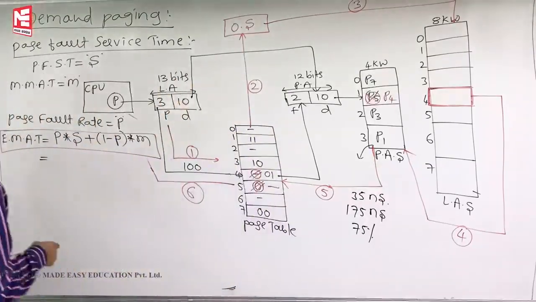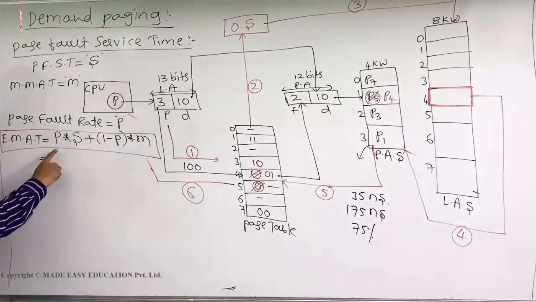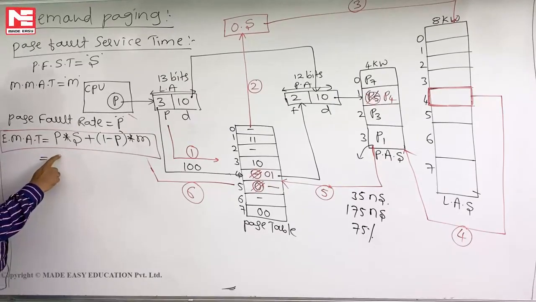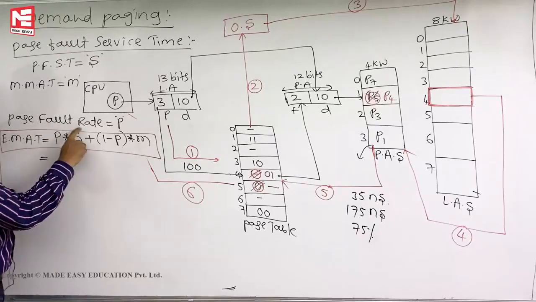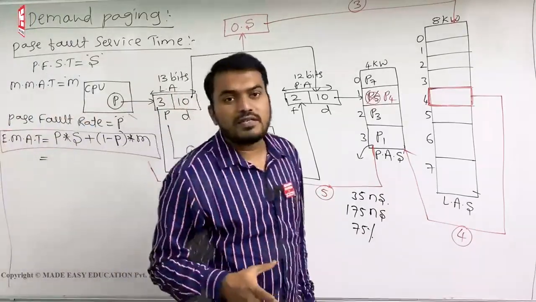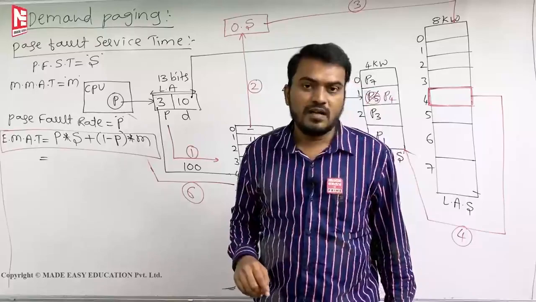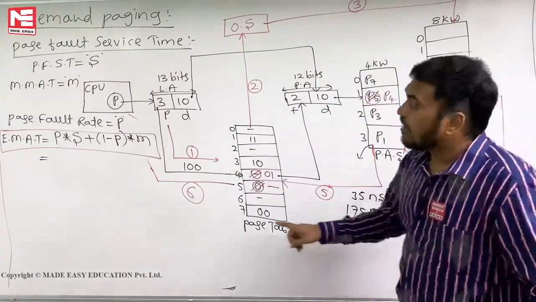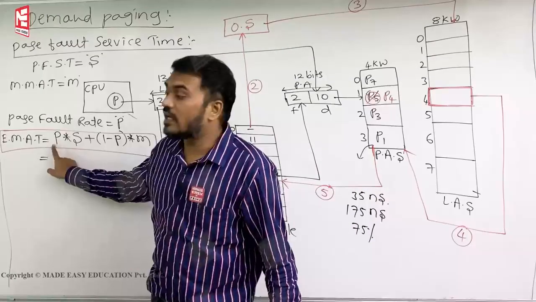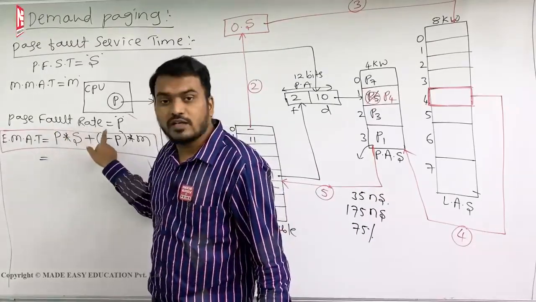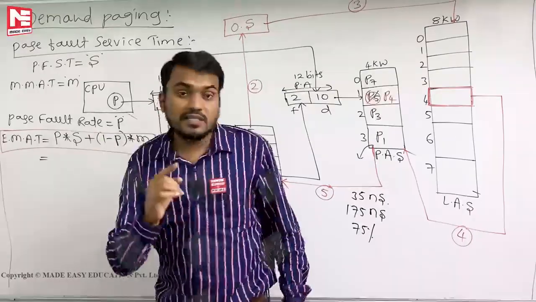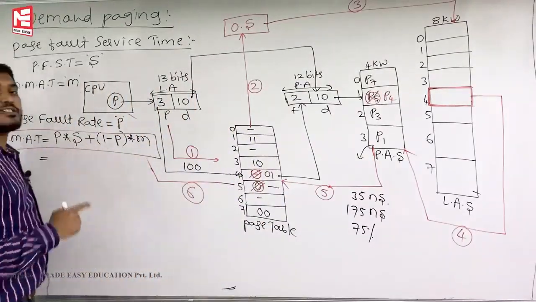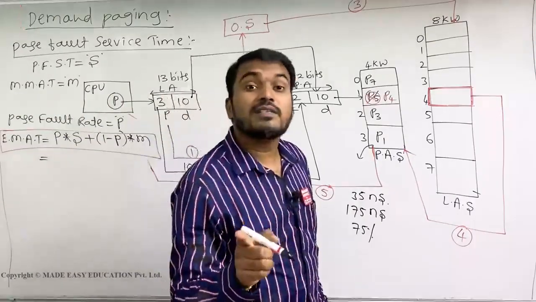Now tell me, in the effective memory access time formula, you have P into S plus 1 minus P into M. So what is the meaning of P here? Look, page fault rate. It is written on the board, page fault rate. But in the question, page hit ratio is given to you. So is P given or 1 minus P given? 1 minus P is given.